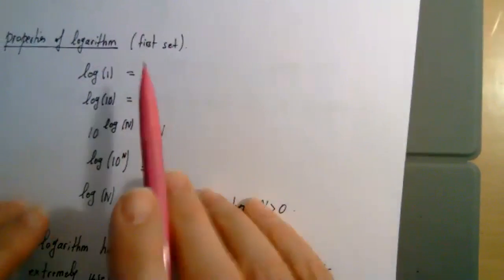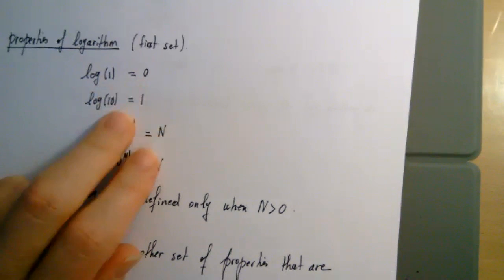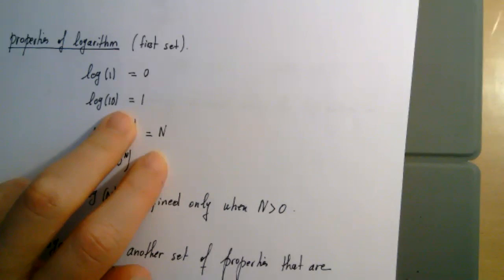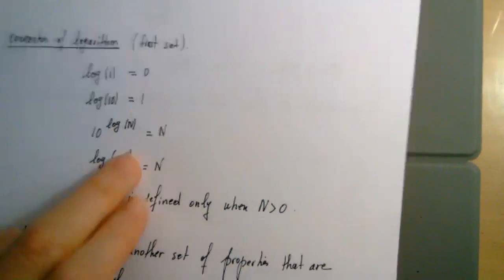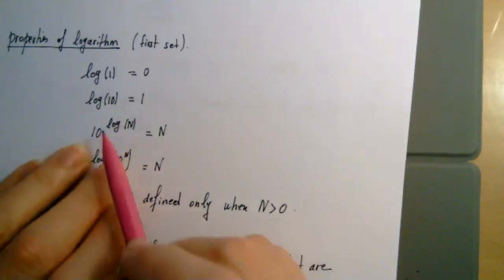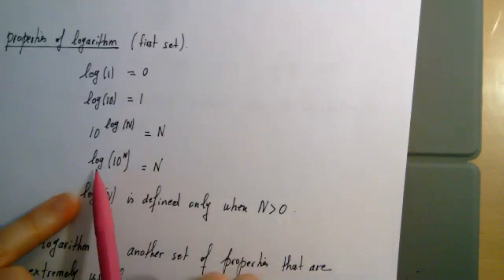But now I focus on one of them, the other one will be the same. So the first step, log 1 is 0. True or false? True. Log 10 is 1. True or false? True. Crucial. 10 to the log of anything will give me the anything back. So 10 to the log n will always give me n. Log of 10 to the n will give me n.